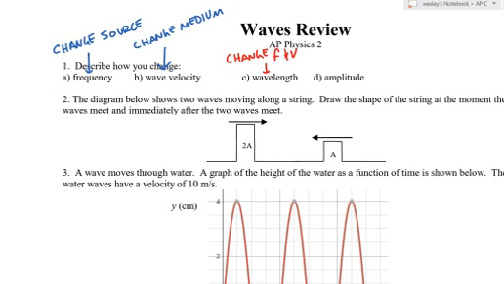Next thing we have is the amplitude. Amplitude has to do with energy for a wave. So we're going to have to change the work done in creating the wave. Think of shaking a wave on a string. The more you shake it, the bigger the wave is going to be. That's what the amplitude is all about.